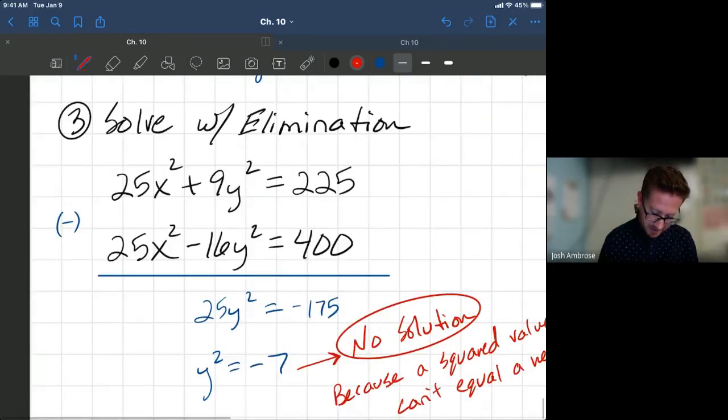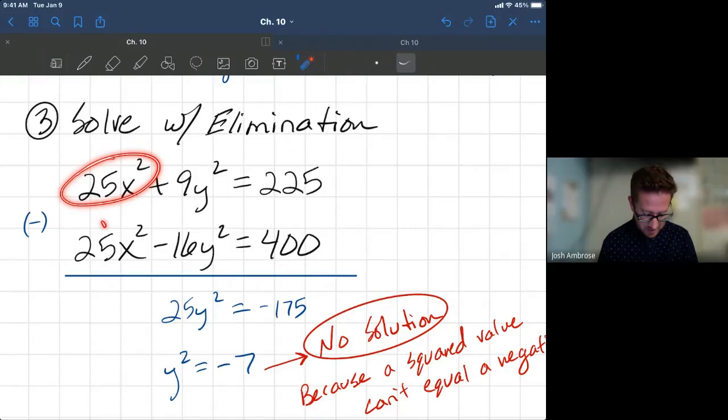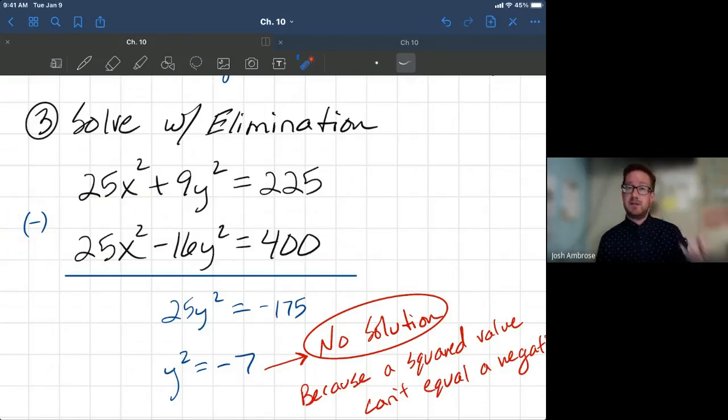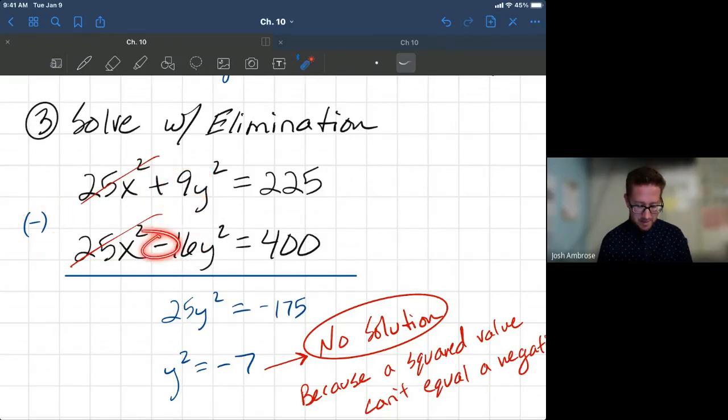All right, last example problem already worked out. Let's save some time here. Solve with elimination. You will see that both of these guys are 25, meaning those are the terms we will be eliminating. Positive 25, meaning I have to use subtraction. If they're the same sign, use subtraction. All right, they will cross out. Then 9 minus negative 16, negative and negative will actually turn to a positive. So that's going to be 9 plus 16, which gives me 25y squared.